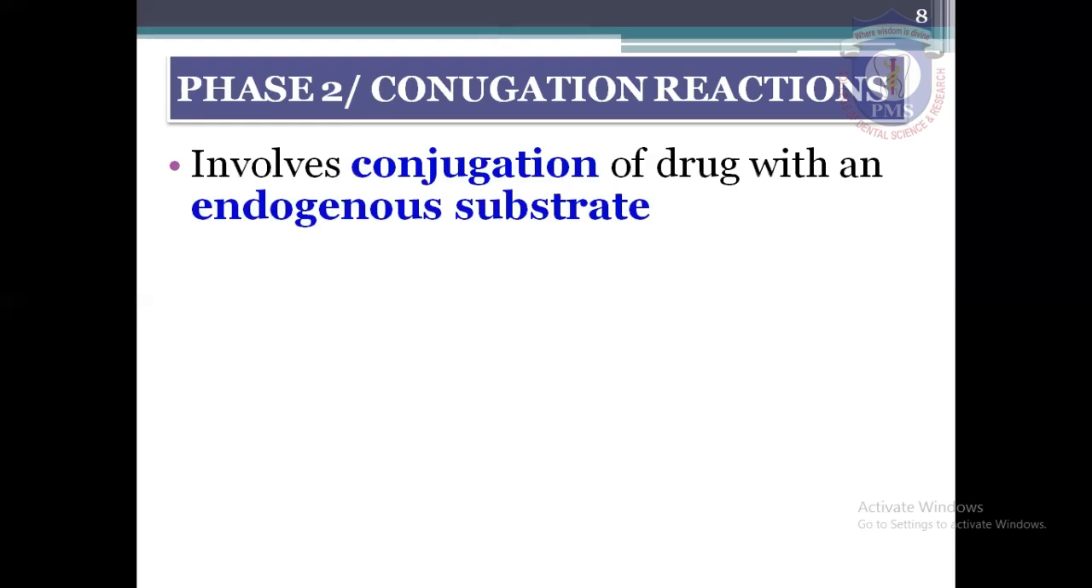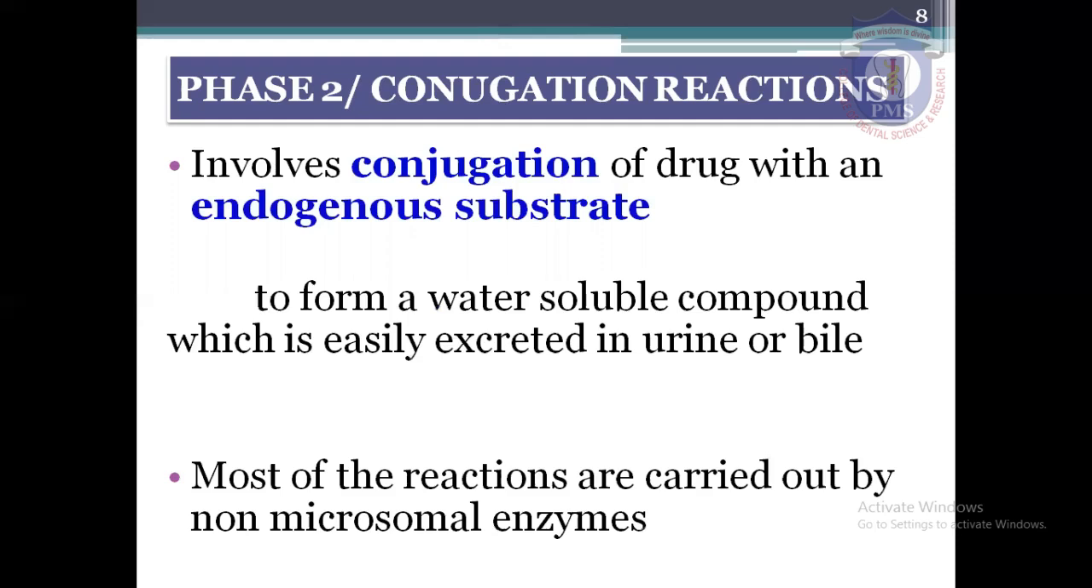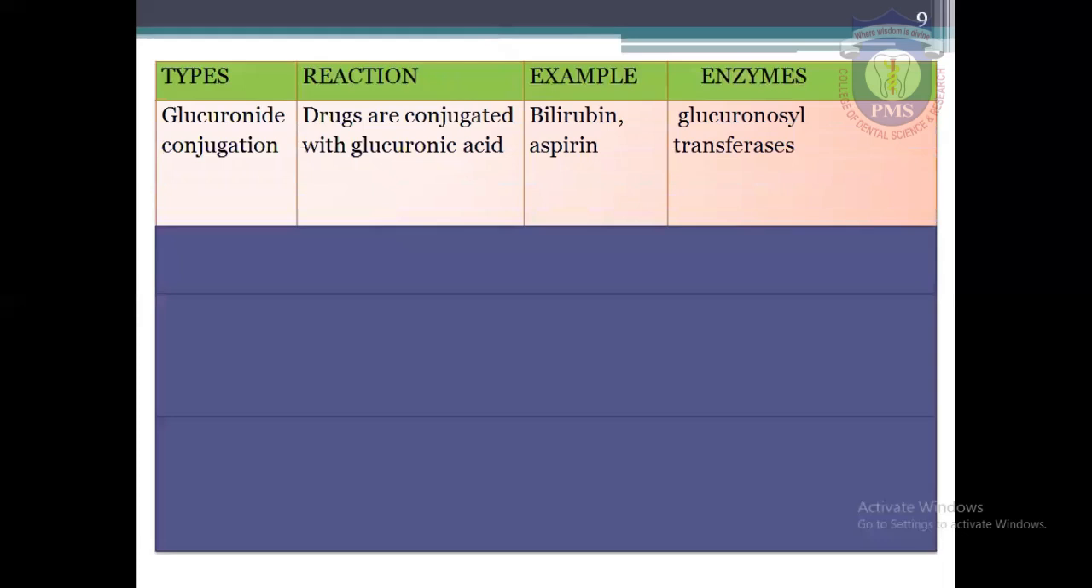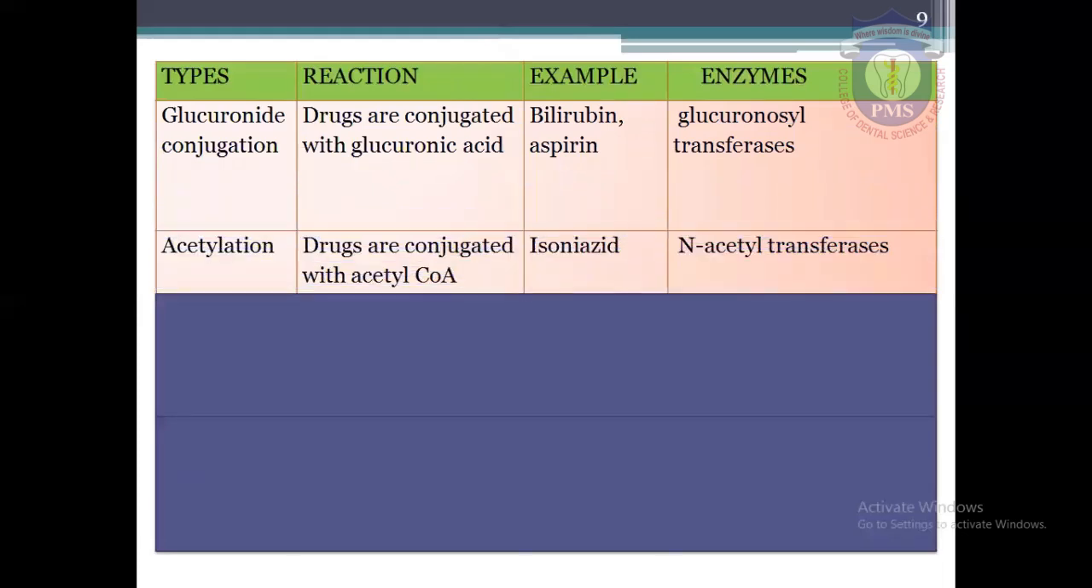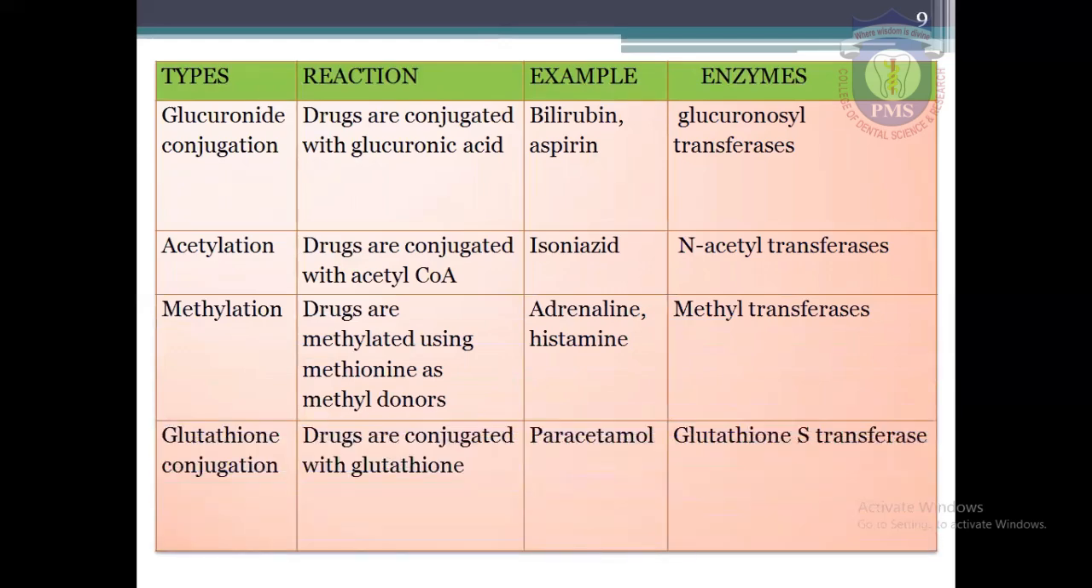Phase 2 reactions, or conjugation reactions. It involves conjugation of the drug with an endogenous substrate to form a water-soluble compound which is easily excreted in urine or bile. Most of the reactions are carried out by non-microsomal enzymes. Types are glucuronide conjugation, acetylation, methylation, and glutathione conjugation.